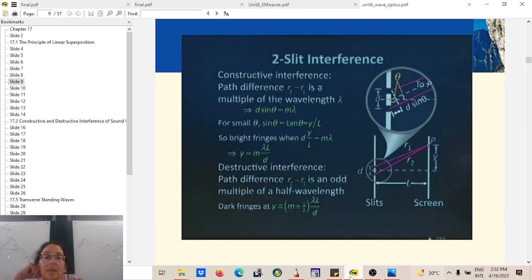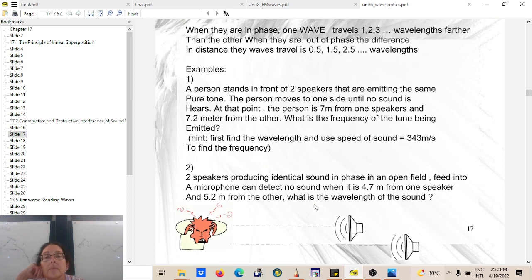Okay, let's do an example. You are standing in front of two speakers and they have the same wavelength, the same frequency. Now you are moving, and one person is moving away and doesn't hear any sound. One person is at 7 meters and the other one is at 7.2 meters and there is no sound. If there is no sound, is it destructive or constructive? Destructive. So the difference of distance is equal to what? Half a wavelength, right?